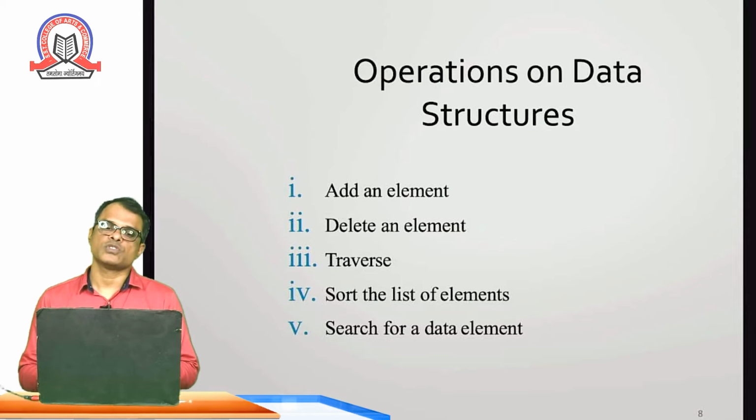Now we will proceed towards operations on data structures. These are the various operations which are performed on a data structure: add an element, delete an element, traverse, sort the list of elements, and search for a data element. These are the basic operations which are performed on any data structure. So when we have stored data, we can add an element to it, or delete an element from it, or traverse it, meaning we can go through that data, then sort the list of elements, or search for a particular element.